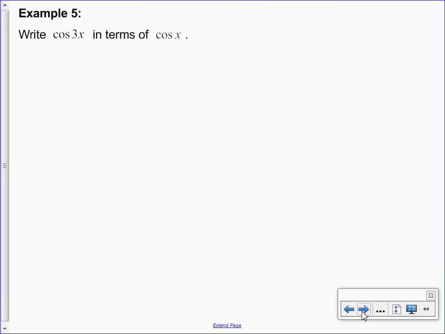Last one. Here we go. Keep in mind the goal: we want to solve everything so that we have nothing but cosine x's. It says solve in terms of cosine x. That actually helps in your decision making on which equations to use. When you have those three equations for cosine of 2 theta, you pick the one with cosine.